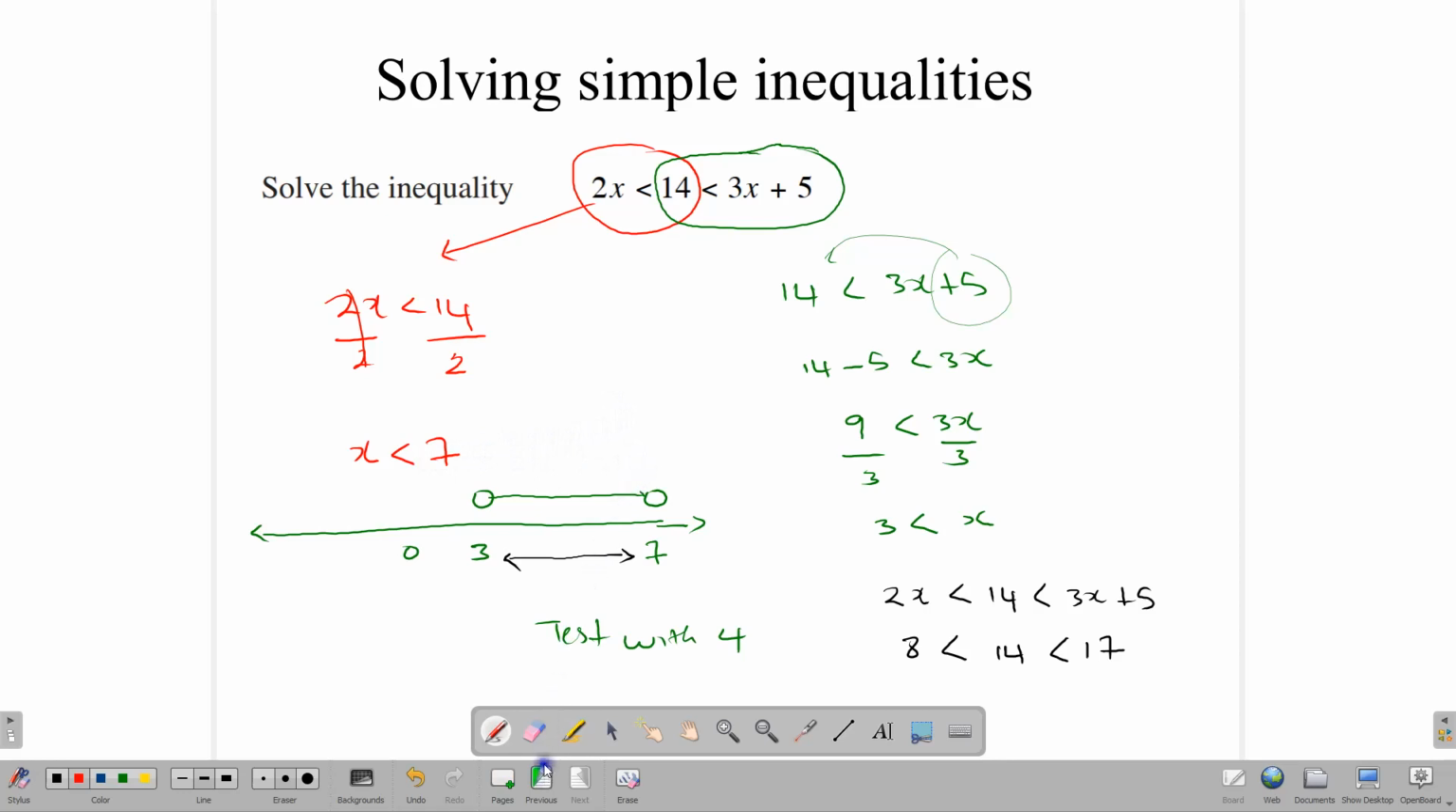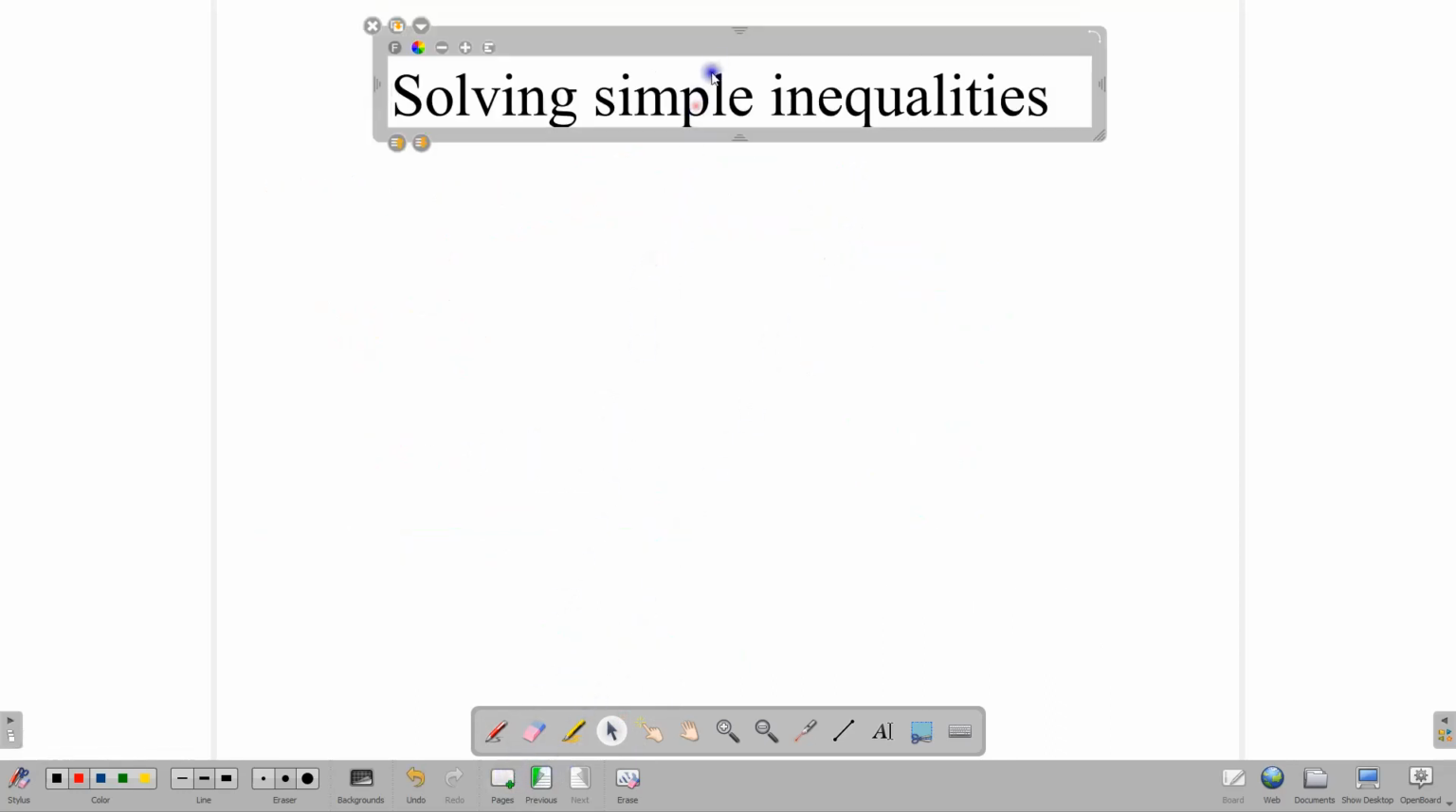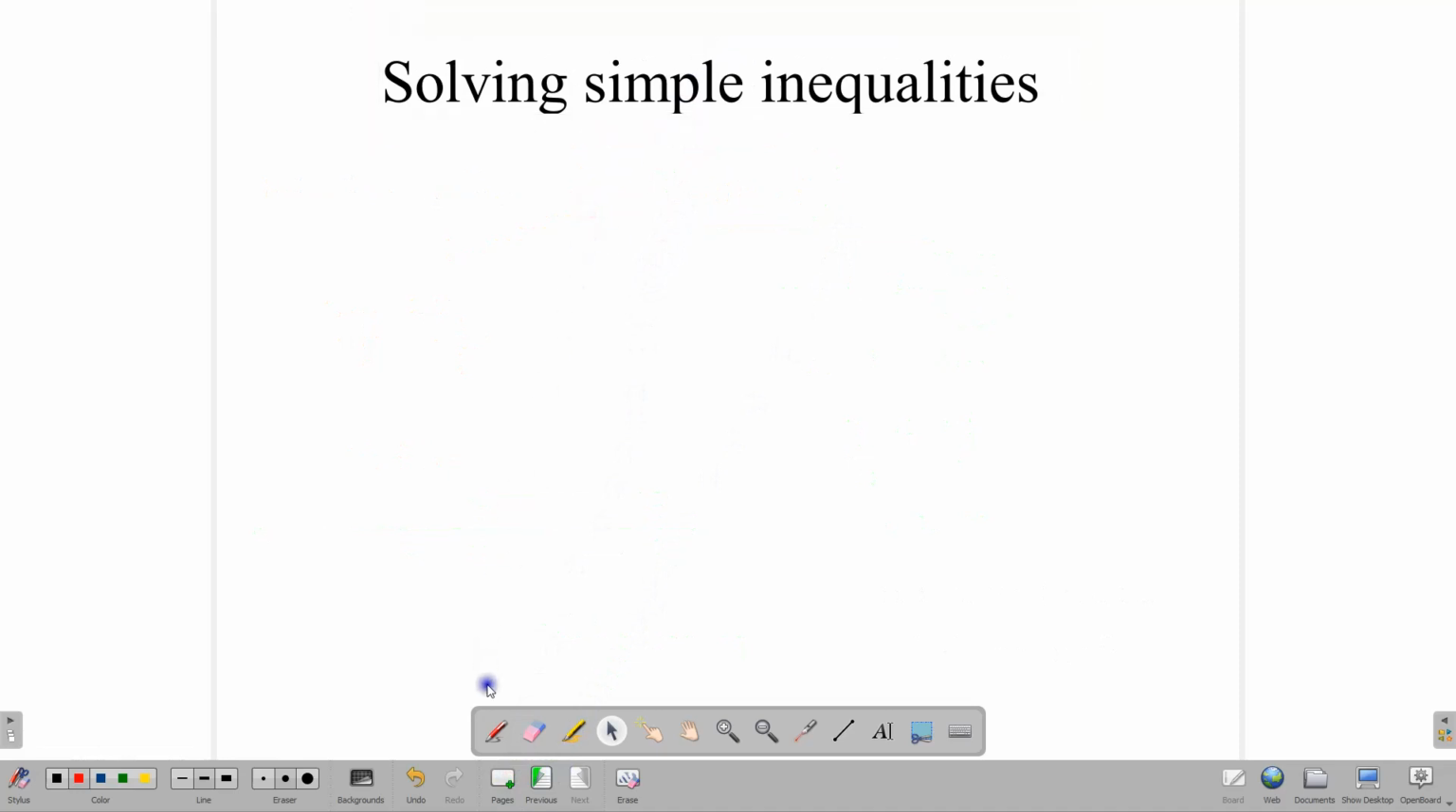There's one last example that I did not mention here, but we need to put it up. So let's put it up there and have a go at it. Sometimes a question may be written as: solve 12 is less than or equal to 4x is less than, let's say 15 for argument's sake.